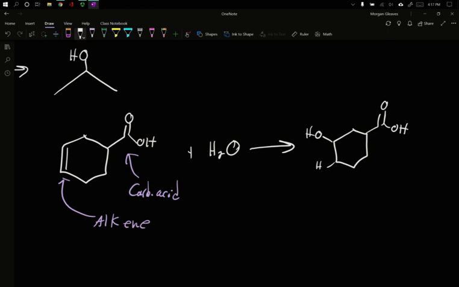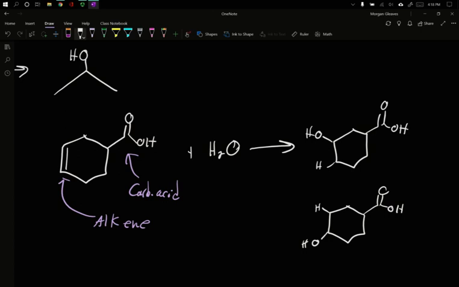And so I'll either get this, or since there's more than one spot that OH could add to, it could have also gone down. And there are more hydrogens not shown. We're just showing the ones that came from water.